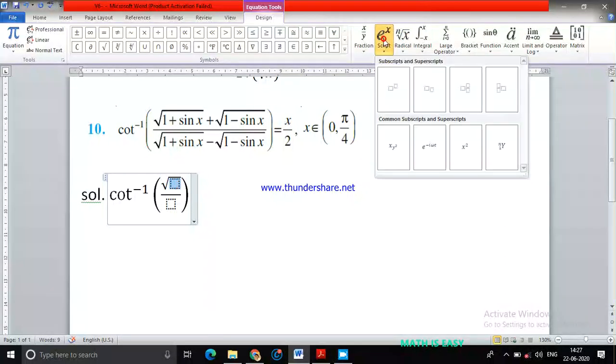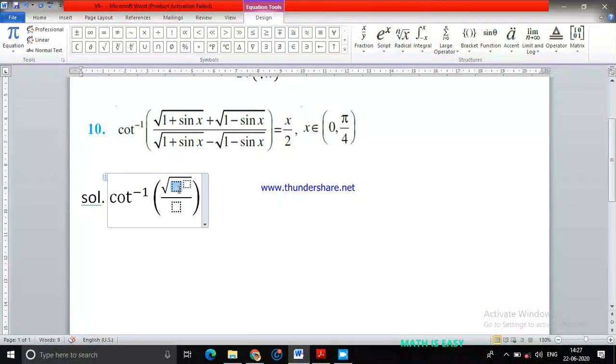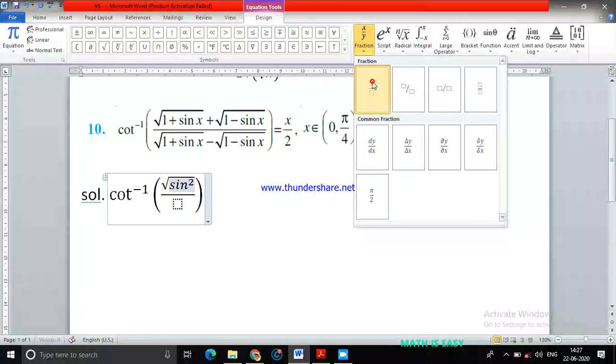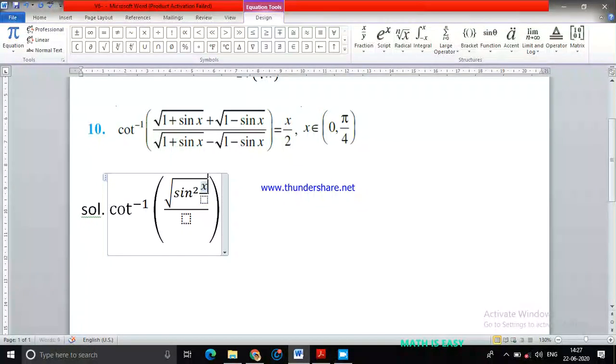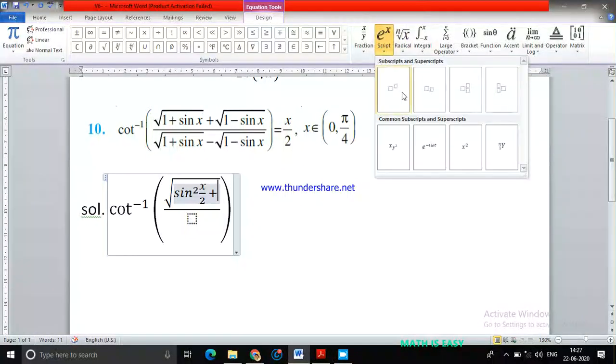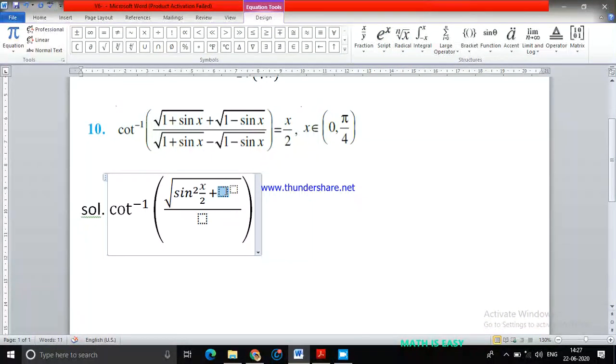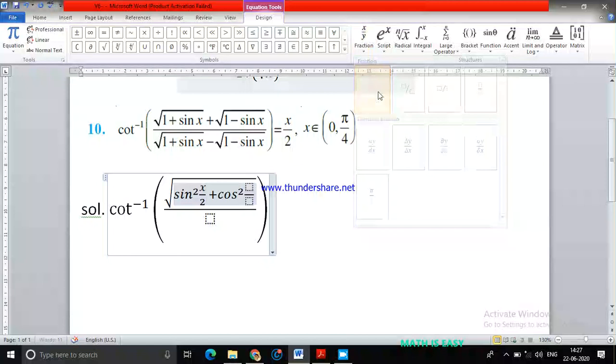Look here, in place of 1 you can put sin square x by 2 plus cos square x by 2. Can you write 1 as sin square x by 2 plus cos square x by 2? Yes, because sin square theta plus cos square theta is going to be 1. So in place of 1 I'll put sin square x by 2 plus cos square x by 2.